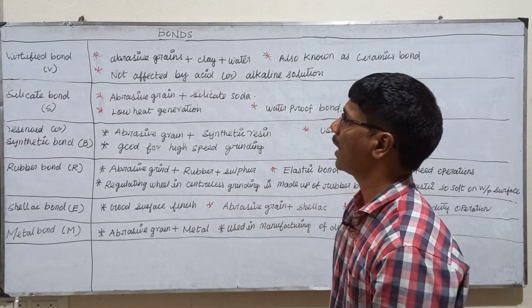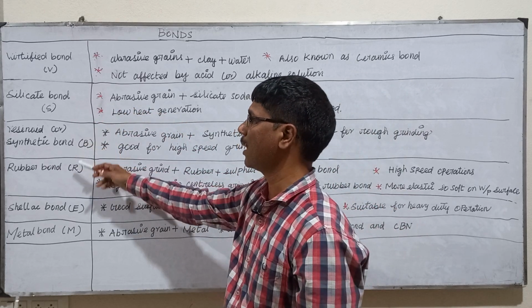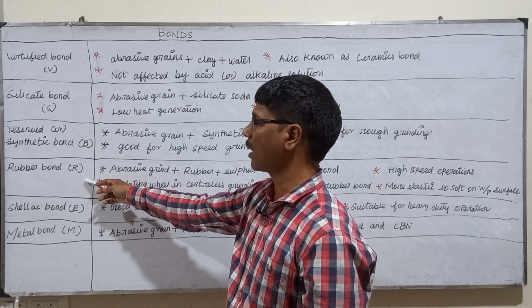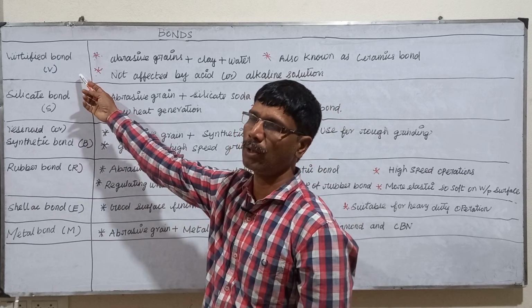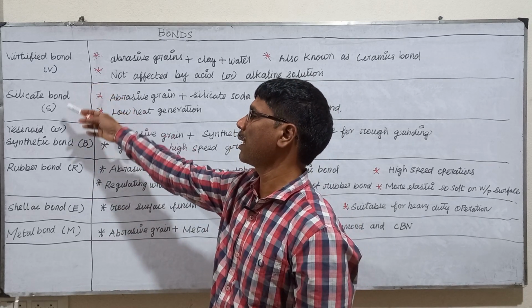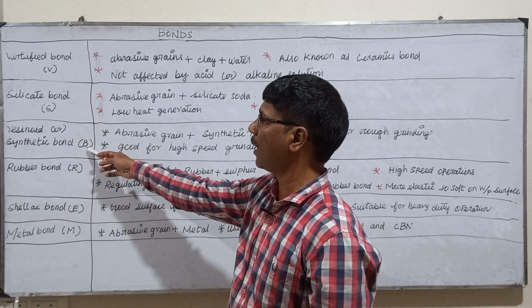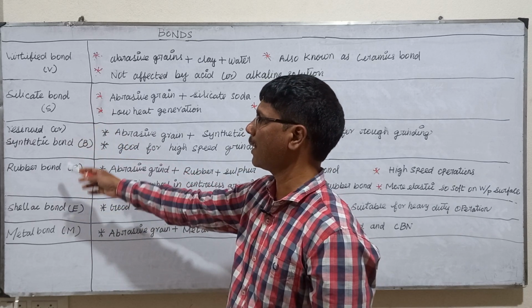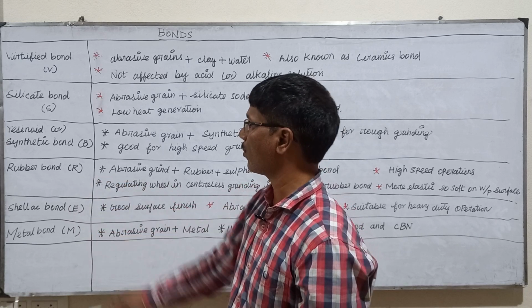The last letter in the grinding wheel nomenclature represents the bond. The bond may be vitrified bond, silicate bond, resinoid or synthetic bond, rubber bond, shellac bond, or metal bond. Vitrified bond is the most commonly used bond. It is represented by the letter V, silicate bond by S, and resinoid bond by B because of bakelite, rubber bond R, shellac bond E, and metal bond M.